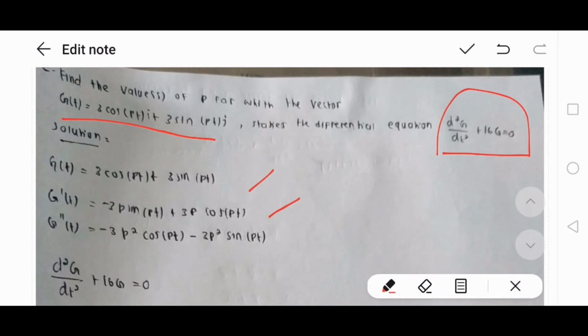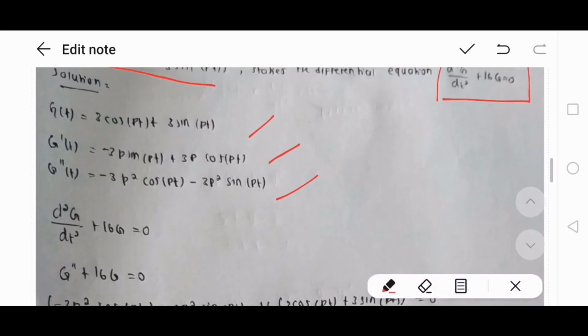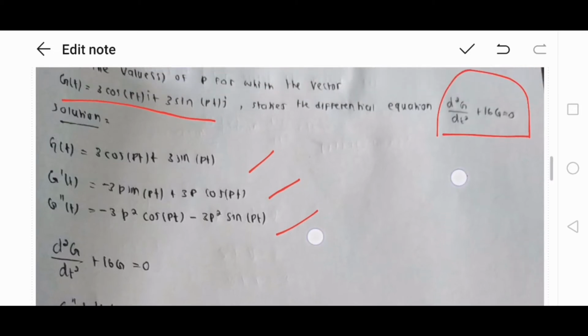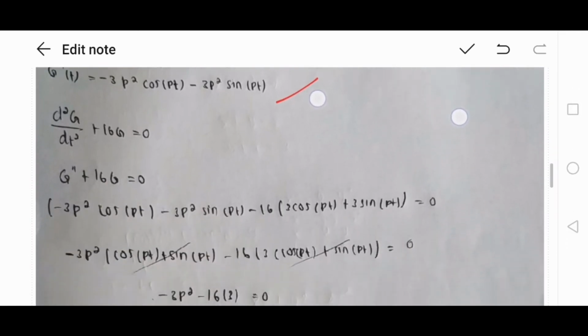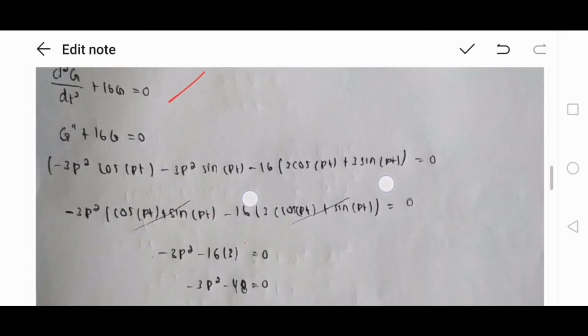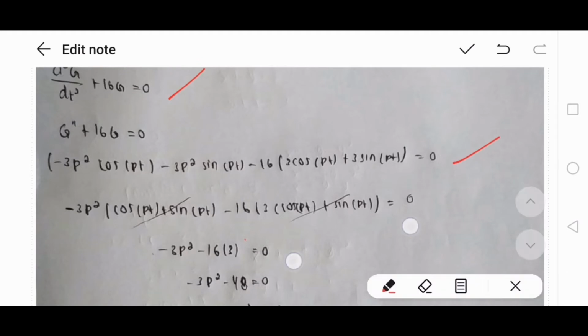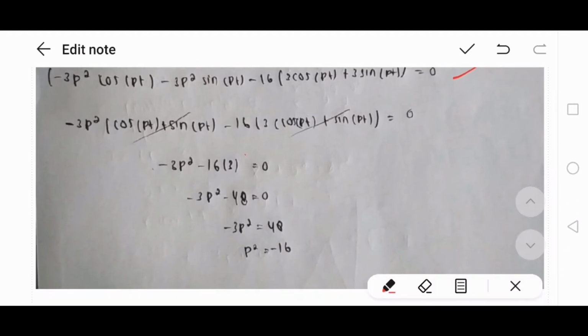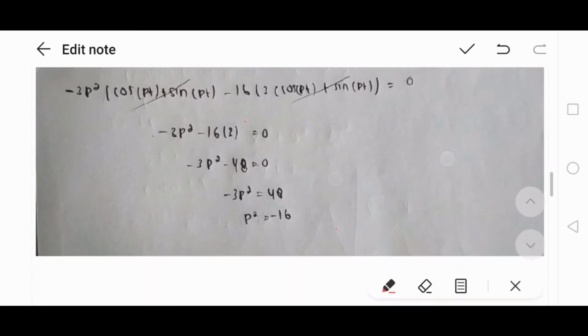Then we must differentiate again. Then we get -3p squared cos pt minus 3p squared sin pt. Then when we get the second derivative of g(t), we substitute into the differential equation given, like this one. And then when we substitute, we get this one. Then we can solve it until we get p. So p squared equal to -16.